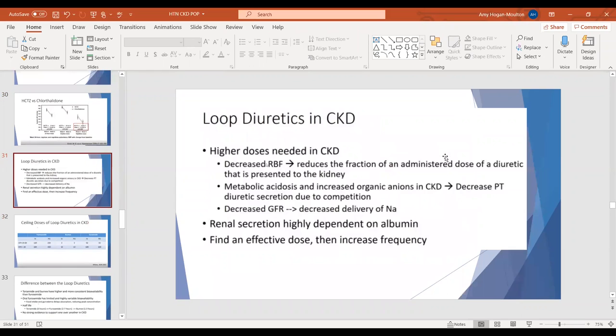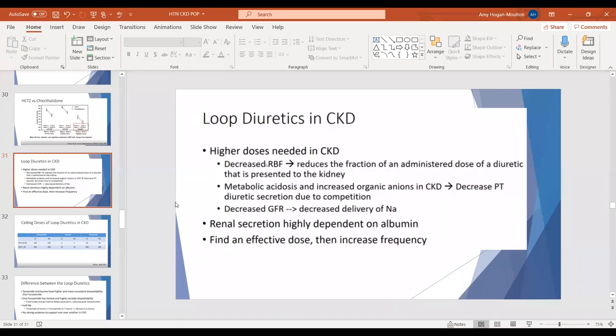All right, loop diuretics. Unfortunately, you need escalating doses the worse your renal function gets, as the cardiologists and kidney doctors would know. If you've got a good GFR, pretend your GFR is 50, you might need 20 milligrams of Lasix, which might make you pee for 2 days. But when you're down at a GFR of 18, 19, 20, maybe 23, 24, you need a lot more diuretic to get the same effect.